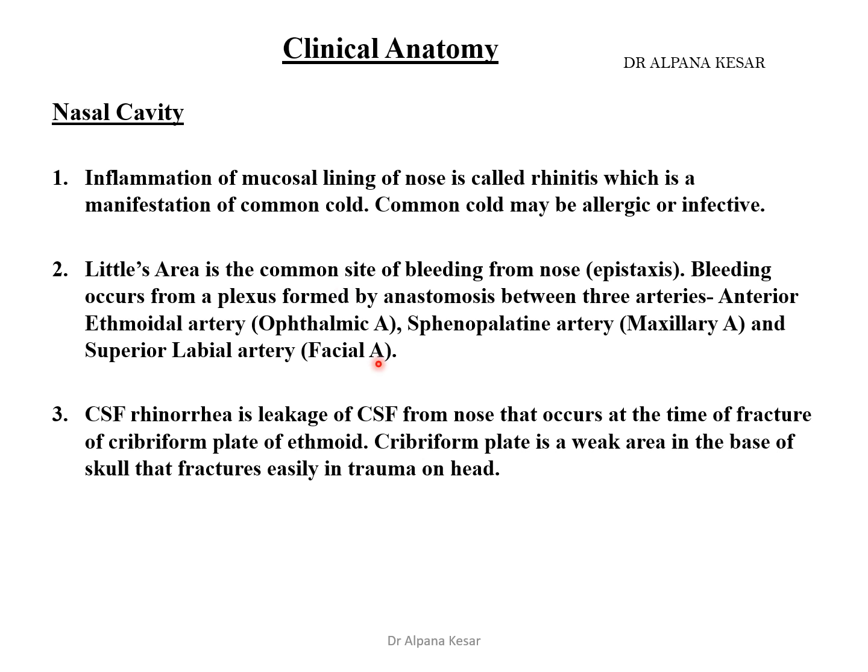Little's area is a common site of bleeding from the nose. Bleeding from the nose is also called epistaxis. This bleeding of the nose occurs from a plexus which is formed on the medial wall of the nose by the anastomosis between the three arteries, that is, the anterior ethmoidal artery, the sphenopalatine artery, and the superior labial artery.